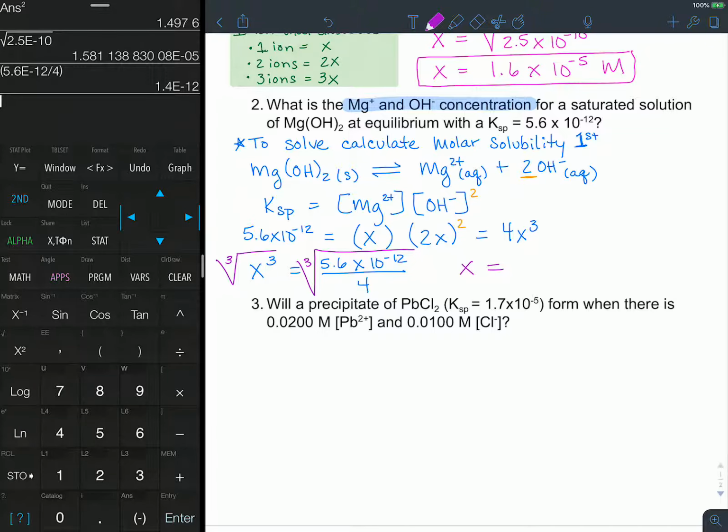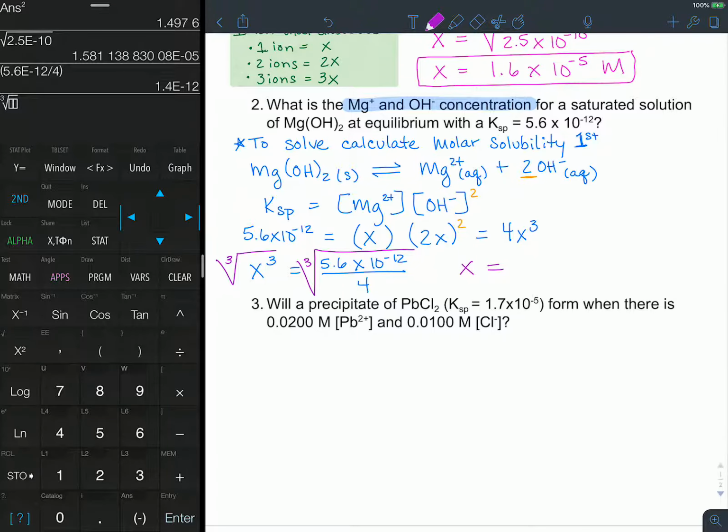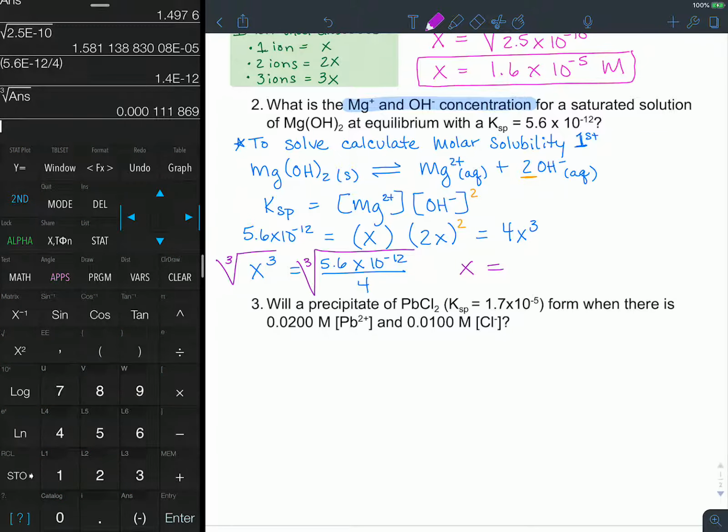Now I need to take the cubed root. So in order to do that, I have to hit the math button and the cubed root. It depends upon which calculator you have on how to do that. And then I'm going to go ahead and put second answer. And I get this really small number. So X is equal to 1.1 times 10 to the negative 4th. Okay, that is our molar solubility.